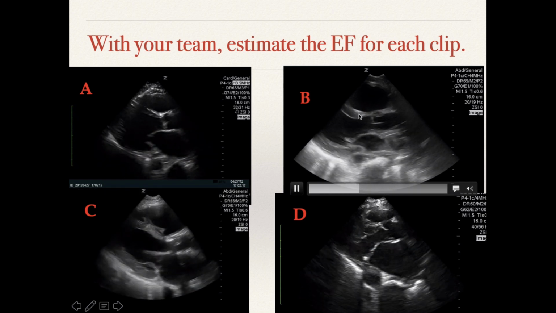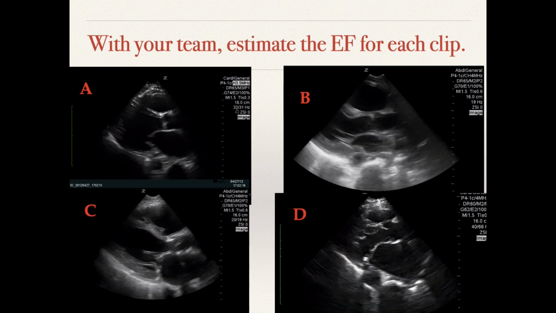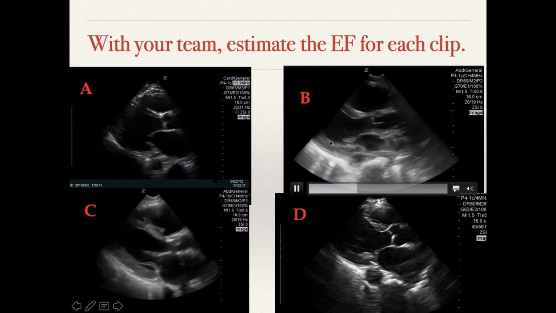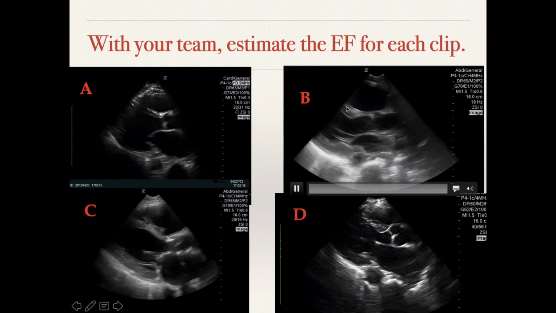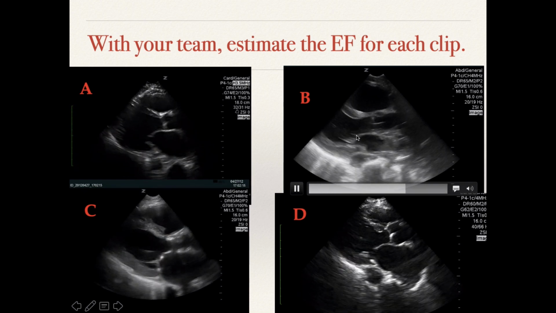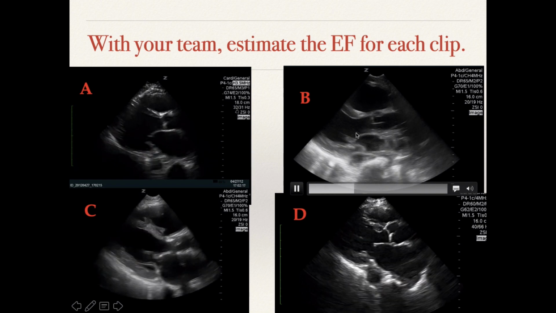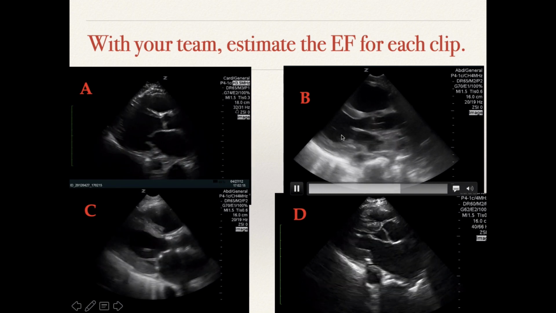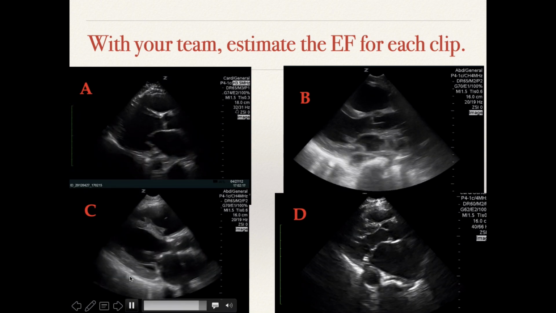This one, a little bit more tricky, but also a severely reduced ejection fraction, left ventricular ejection fraction. The muscle here, if you look at the muscle, it's barely moving at all. This mitral valve does flip up a little bit more than clip A, but if you really look at that muscle, it's not moving at all. So this is a severely reduced ejection fraction.